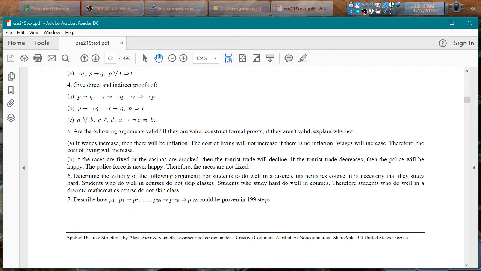So when you go through the truth table and you set up the different truth values for the races are fixed and so on and so forth, what you want to do is look at the rows where, for example, the races are fixed or the casinos are crooked is true, right? So at least one of those is true. And where the tourist trade or the police force is never happy. And make sure that in those rows, the races are not fixed is true. But come and show me in my office hours or after class, and we can go over it. Yeah, I've got a few minutes after class if you want, or I've got office hours at 2 o'clock. Alright. Okay, cool.